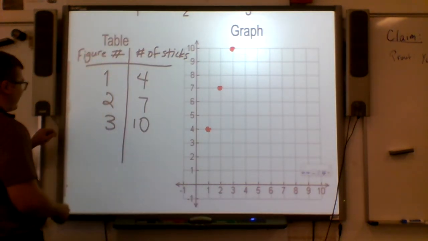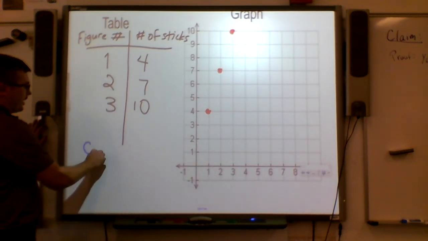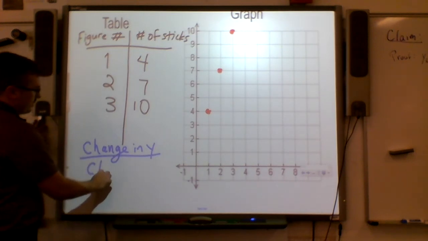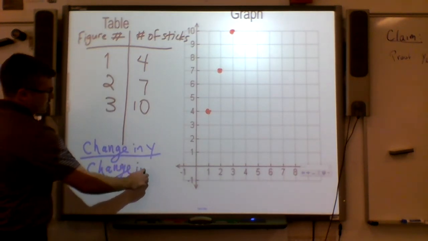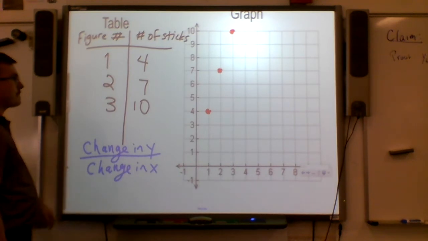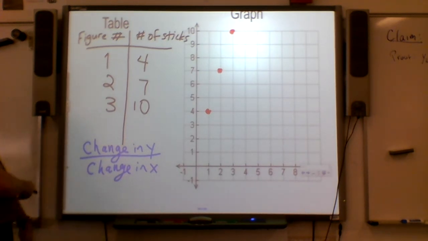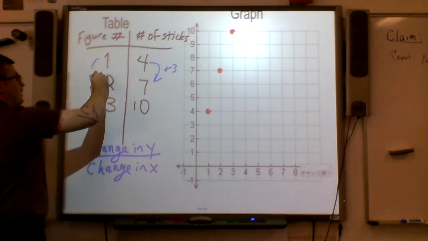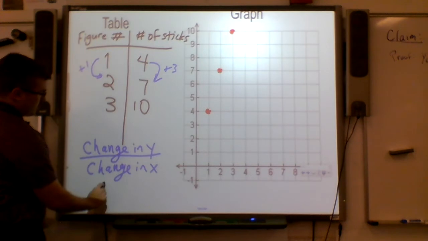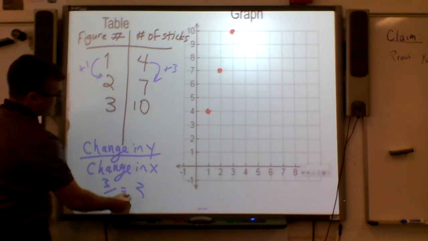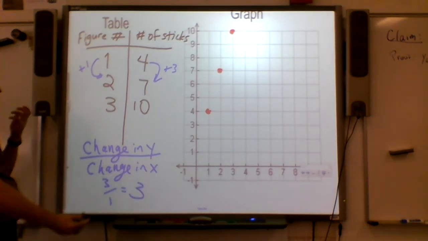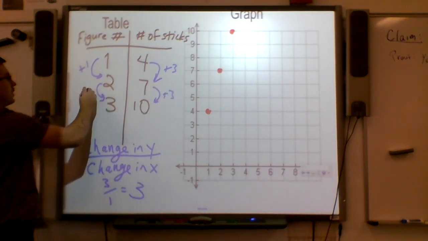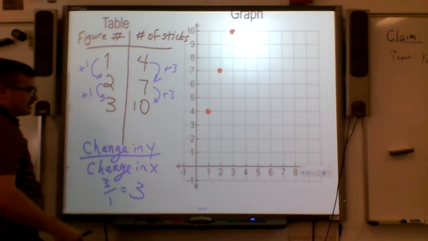And remember, to find that rate of change, I need to do change in y divided by the change in x. So for this one here, my first change in y is +3. My change in x is +1. 3 over 1 is equal to 3. Now I have to check, does it work as I keep going? +3, +1, 3 over 1 stays the same.